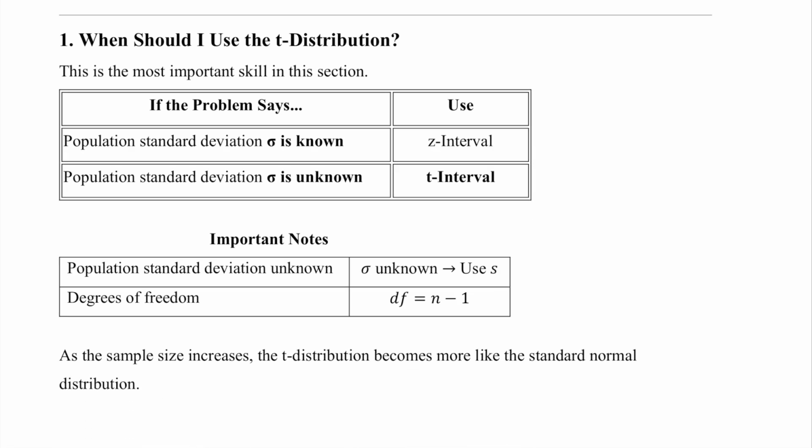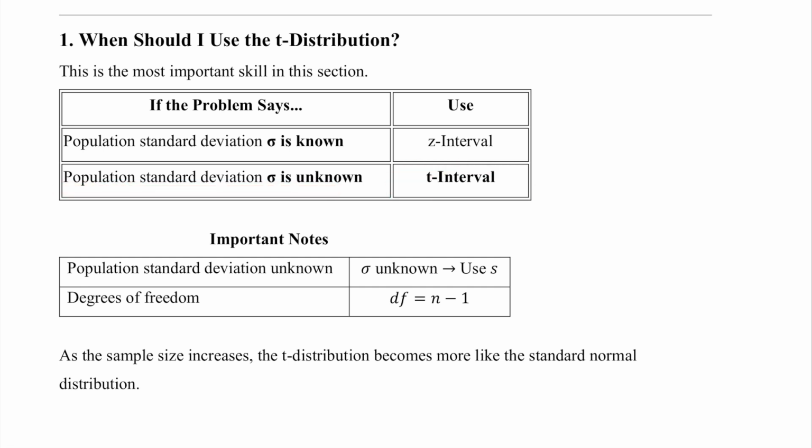When should we use the t-interval? This is the most important concept in this section. To decide whether to use the z-interval or t-interval, ask yourself one question. Is the population standard deviation sigma known? If the population standard deviation sigma is known, use z-interval. If the population standard deviation sigma is unknown, use t-interval.